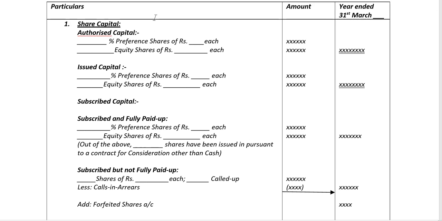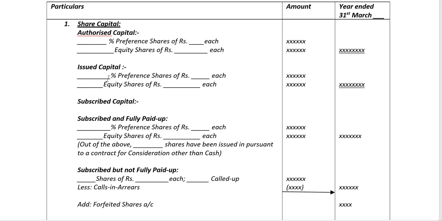So we begin with note 1, share capital. Authorized capital: the number of preference shares at whatever face value, we write the amount in the inner column. The number of equity shares of the face value, we write it in the inner column again. We need to add the two and write it in the outer column. We need to do a double underline against this amount because this is for information purposes. It is not the amount of the liability to be shown in the balance sheet.